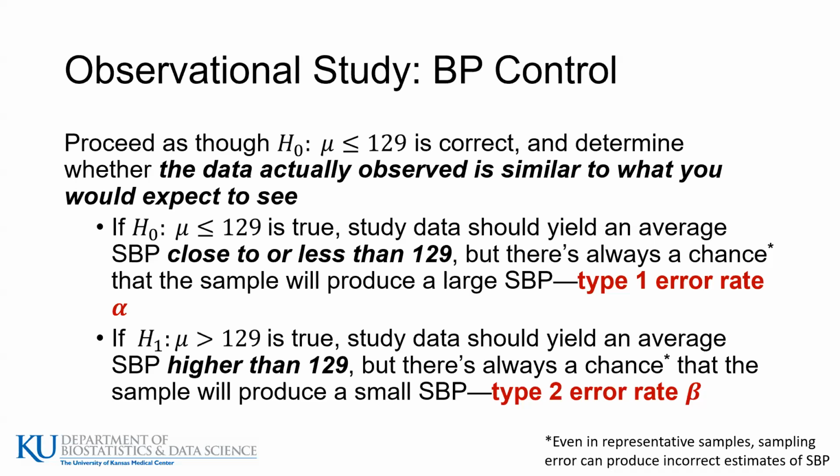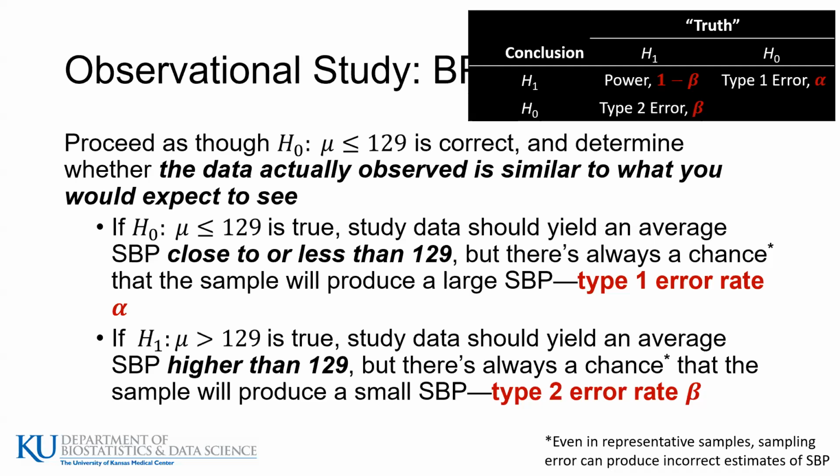And a common threshold for alpha, or the type 1 error rate, is 5%. You would often see this in the literature. So there's another type of error, the type 2 error, which is a false negative finding. So this would occur in this scenario when the true average is greater than 129, but our data tells us otherwise. And a common threshold usually for this type 2 error is about 10 or 20%.